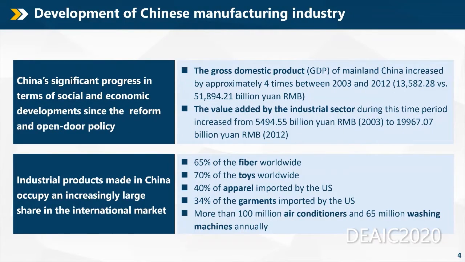The value added by the industrial sector increased from less than 6,000 billion yuan to nearly 20,000 billion yuan during this time period. Besides, in the international market, China's industrial products occupy an increasingly large share, which can be reflected in the field of fiber, toys, apparel, garments, air conditioner, and so on.